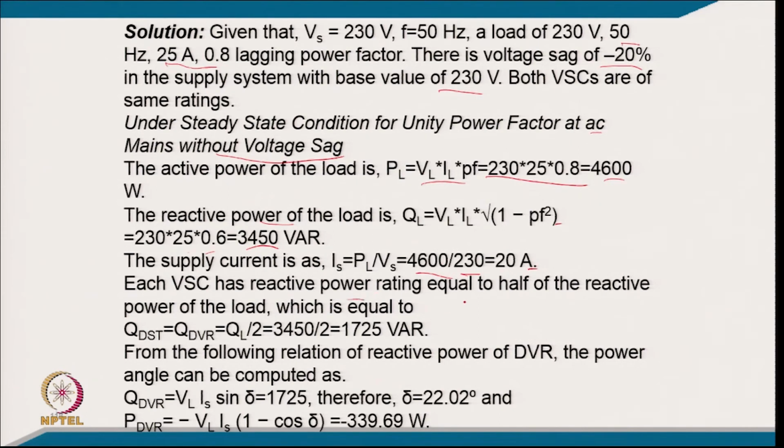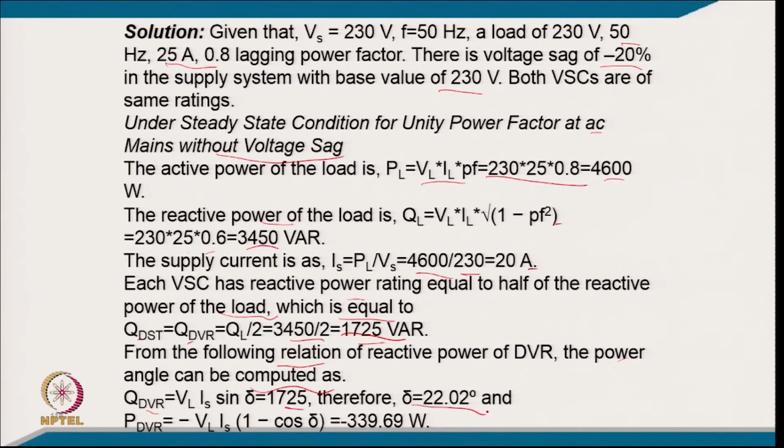So, each VSC reactive power rating has to be half of the reactive power of the load, which is equal to Q DST equal to Q DVR equal to QL by 2. So, it is 3450 by 2. So, each compensator has a rating of 1725 VAR. From the following relation of reactive power of DVR, the power angle can be calculated. So, we know the Q DVR, VL and sin delta. So, it is 1725.